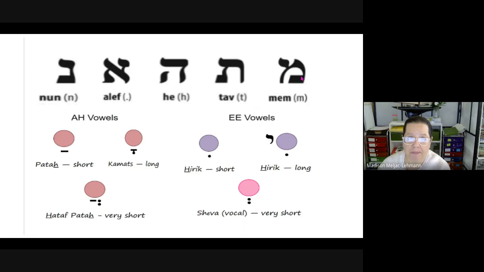Last week, remember, we did Mem, Tav, Hey, Aleph, and Nun. And we looked at the EE vowels, the Hiriks and Shavaz, and the A vowels, the Patak, Kamats, Hatak, Patak. Those vowels. So remember, in the very beginning, the primer level, we are just looking at vowels as vowel groups.